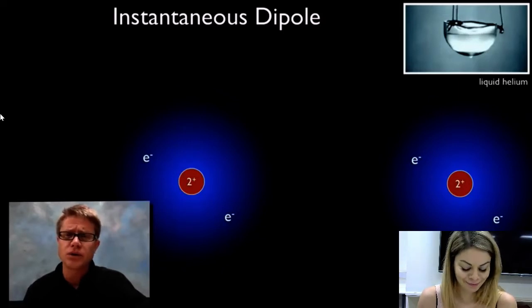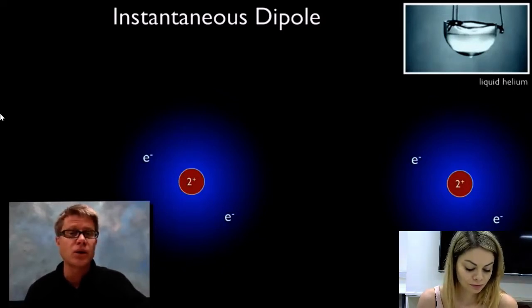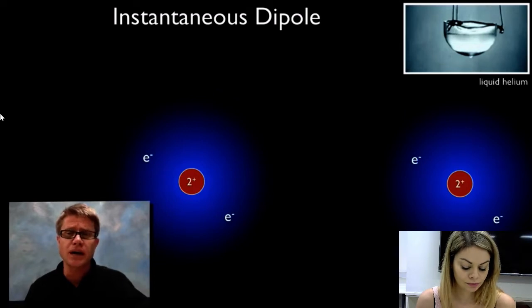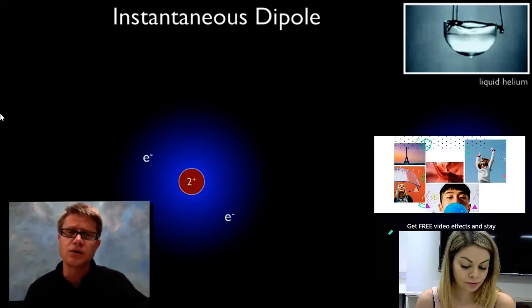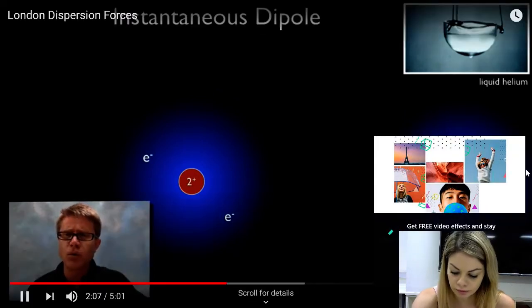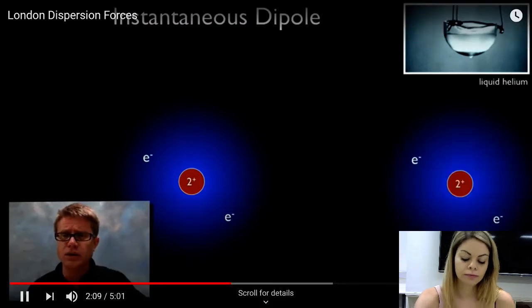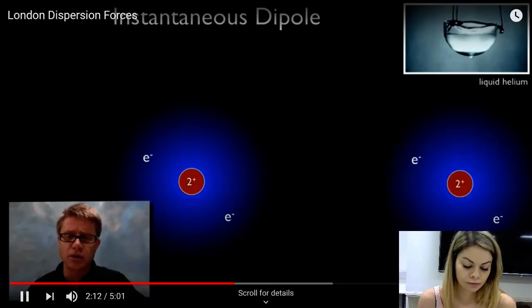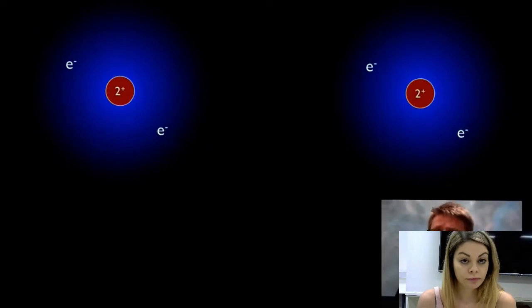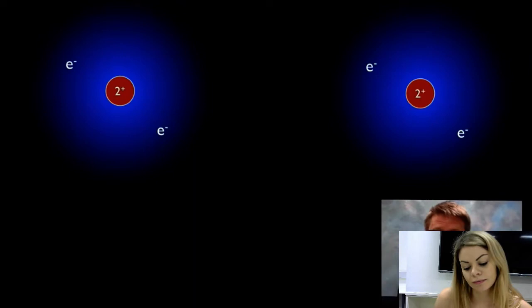Why are London dispersion forces important? Well, they're in everything. And if it weren't for them, we'd never have noble gases in a liquid phase. And we know we can do that if we can cool it down. And so what holds helium together when it gets into this liquid phase is going to be these London dispersion forces. So right here I have 2 helium atoms, and so they're going to have 2 protons on the inside, 2 electrons on the outside.